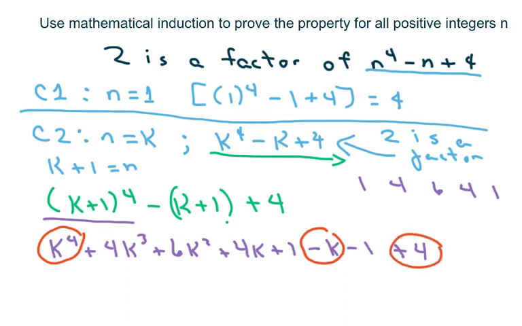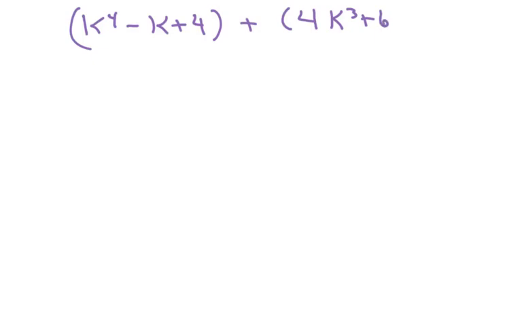So when I do that, I'm going to go to the next slide, and then I'm going to clean this up. If I clean this part up, you'll notice that the ones will cancel out, so we'll just be left with this part. So I'm going to do grouping a little bit. So I'm going to have k to the fourth minus k plus 4, which we already assumed is divisible by 2, and then I'm also left with 4k cubed plus 6k squared plus 4k.